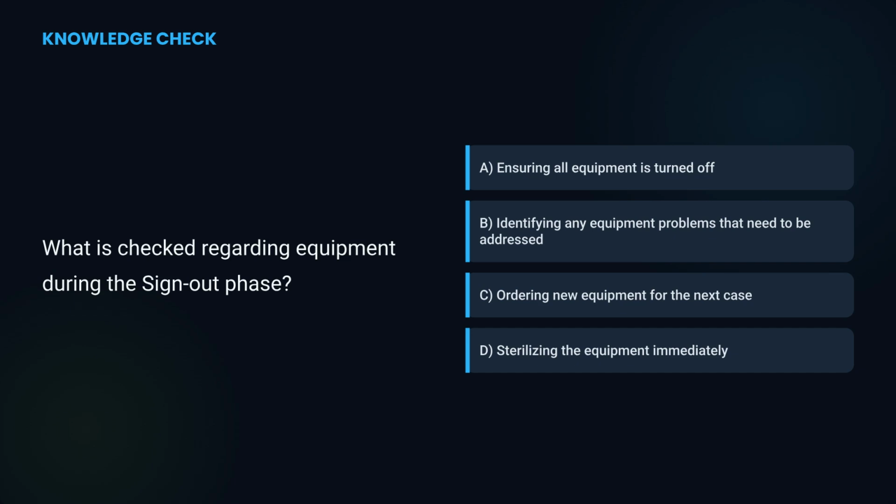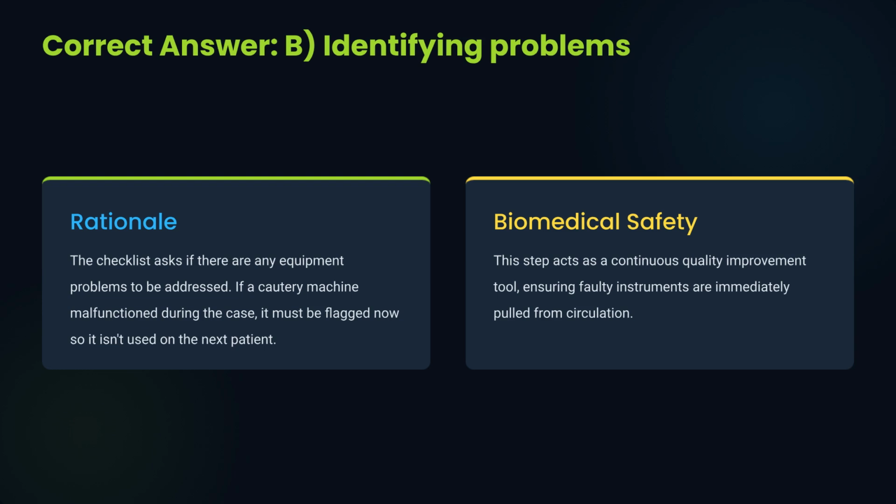What is checked regarding equipment during the sign-out phase? The checklist asks if there are any equipment problems to be addressed. This continuous quality improvement tool ensures faulty instruments are immediately pulled from circulation.